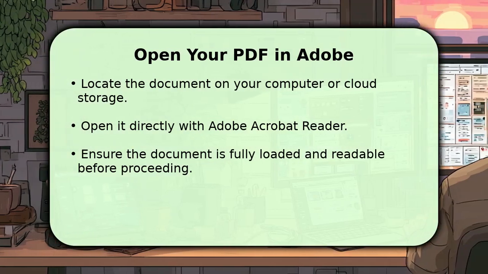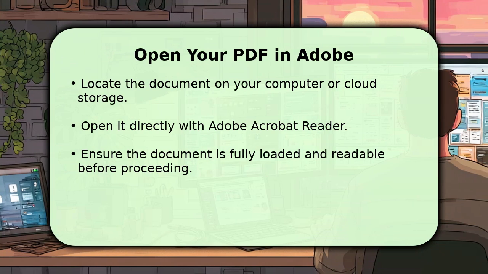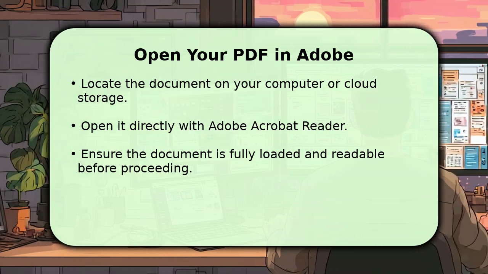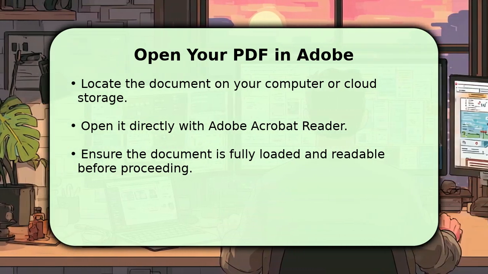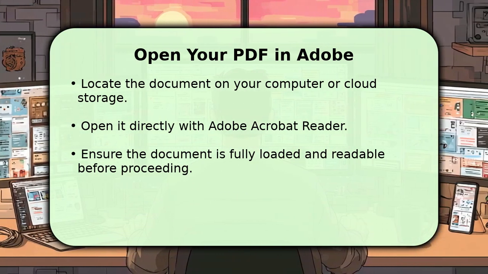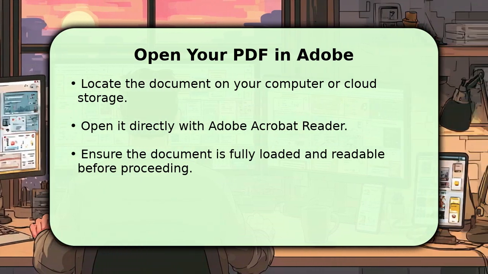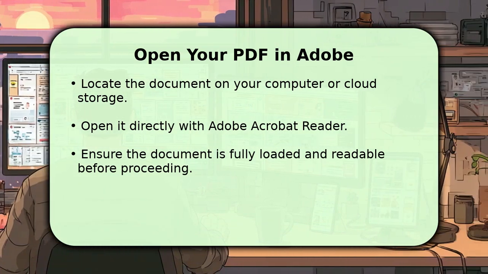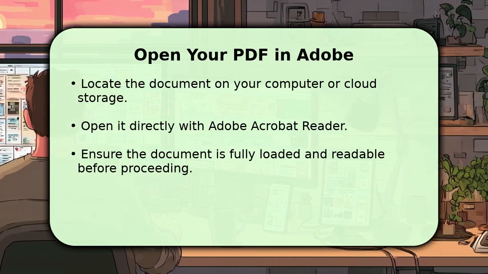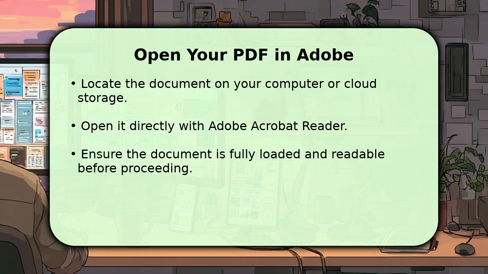To begin, find the document you need to sign on your computer. Double-click the file to open it automatically in Adobe Acrobat Reader, or right-click and choose Open with then Adobe Acrobat Reader. Make sure the entire document loads correctly, allowing you to easily navigate to the signature field. This initial step is crucial for a smooth signing process, ensuring your document is ready for the next stage and setting you up for success.